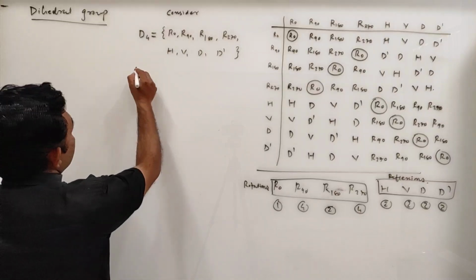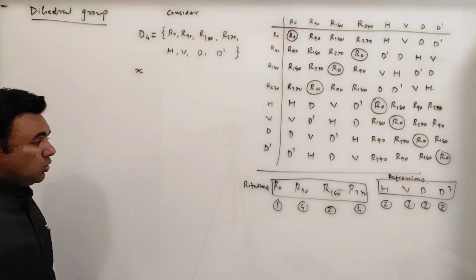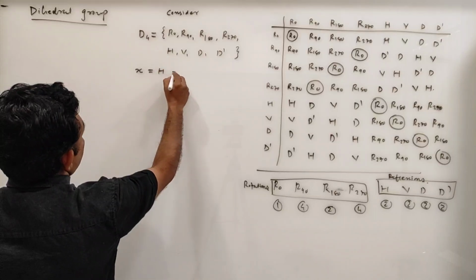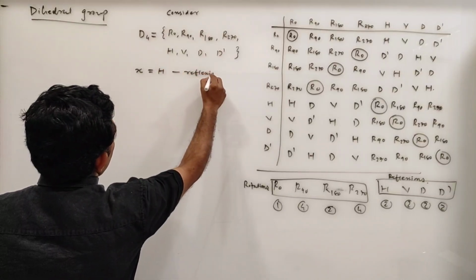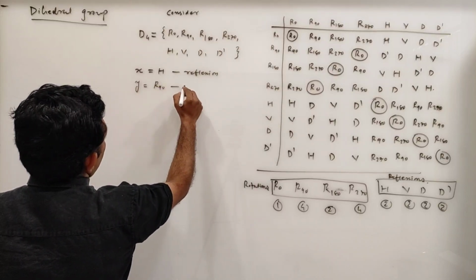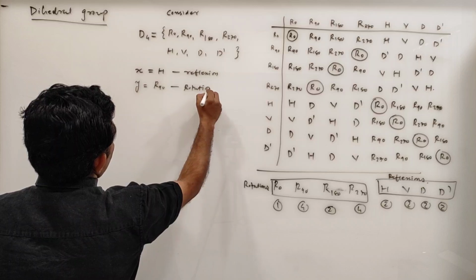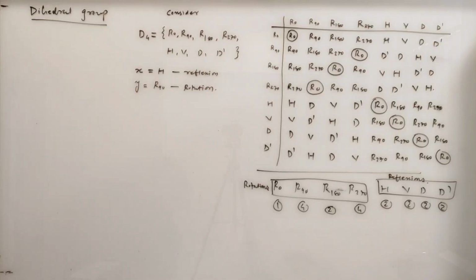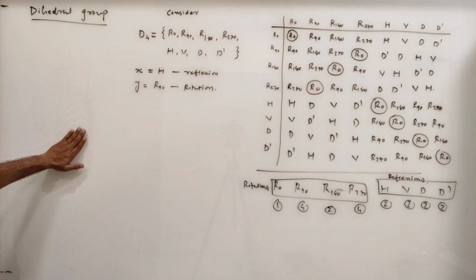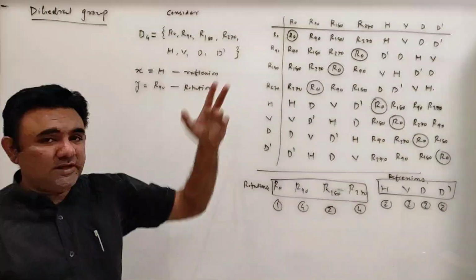Now you consider one rotation and one reflection. So you take x is equal to h, so this is my reflection, and you take y, say r90, so this is my rotation, correct? Okay, so now what is my object? I will do something with this h and r90 and I will obtain all these elements, right?